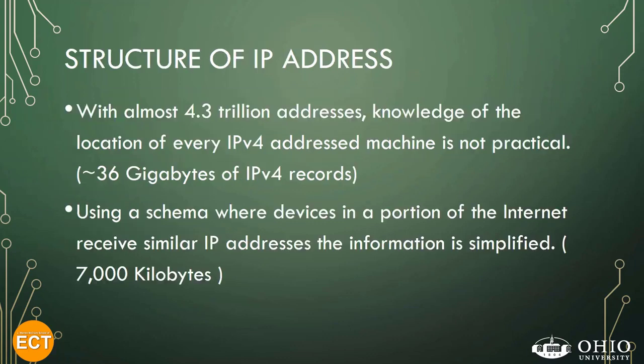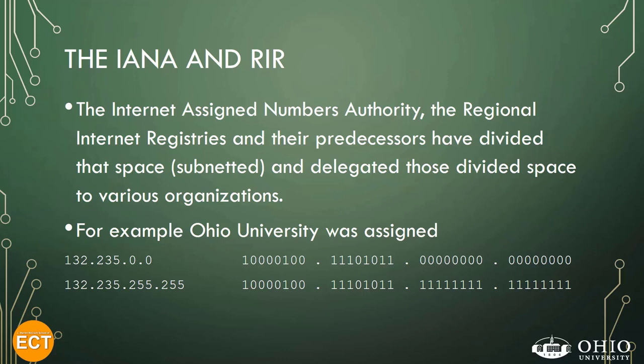The internet is a very large system. This makes it impractical for every machine to know where every other machine is on the network. The internet simplifies this problem with an IP addressing schema that gives a series of addresses to machines that are in the same part of the network. For example, the authorities that are responsible for managing the global address space have assigned all of the addresses that begin with 132.235 to Ohio University. Groups of addresses on the internet, like this, are known as IP networks.